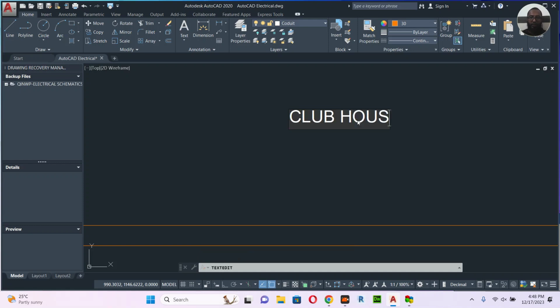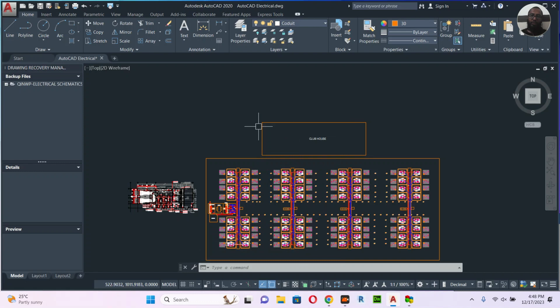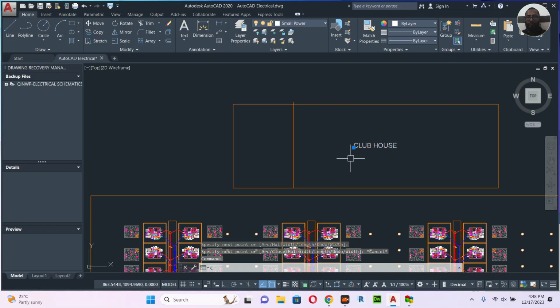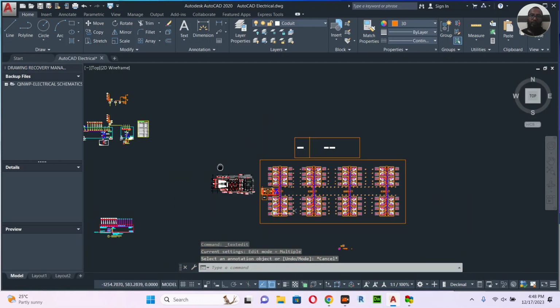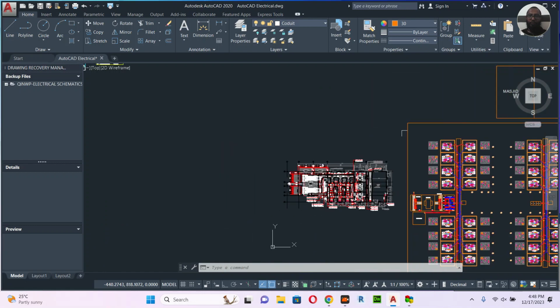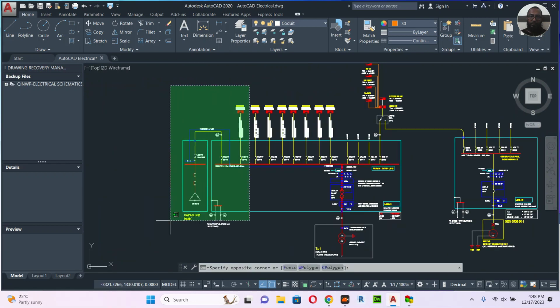So let's consider the clubhouse. This clubhouse will have a gym, pool, the maintenance office, and let's say one masjid beside. Here let's put one masjid. So for this one we also need DBs. One SMDB here, it will provide everything. SMDB masjid, SMDB clubhouse. So there will be another two. Let's make this one a little bigger.